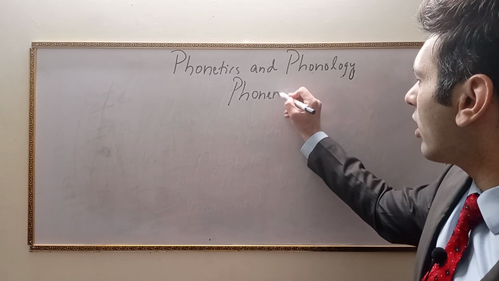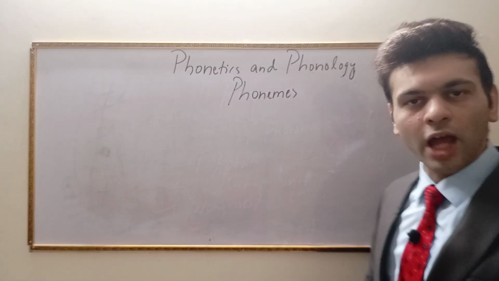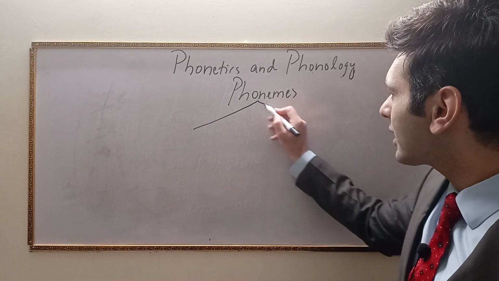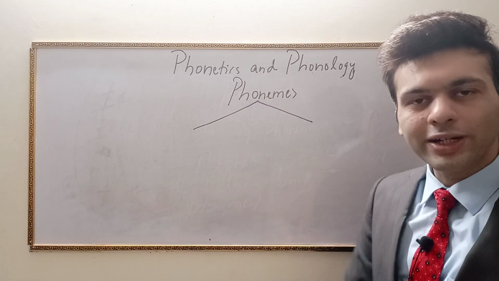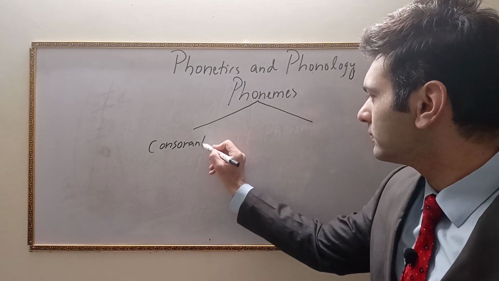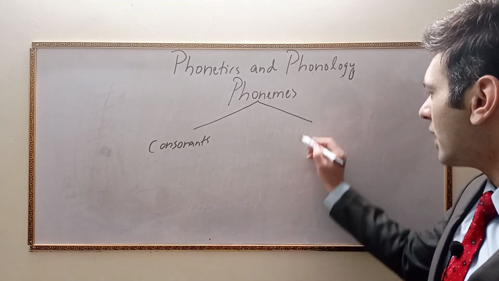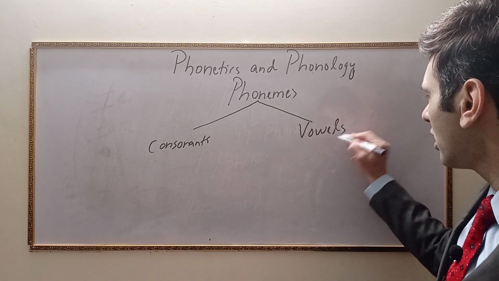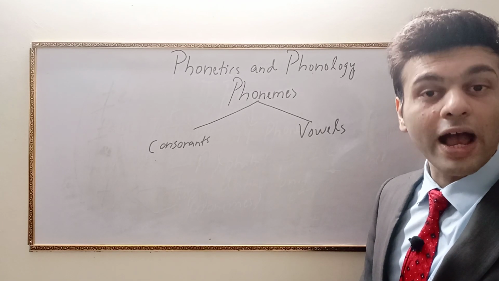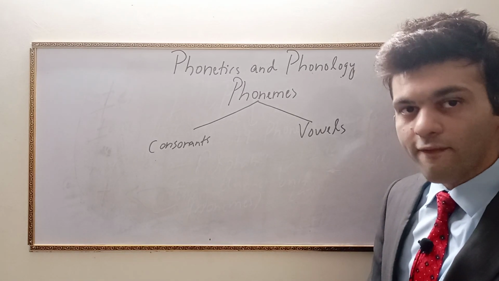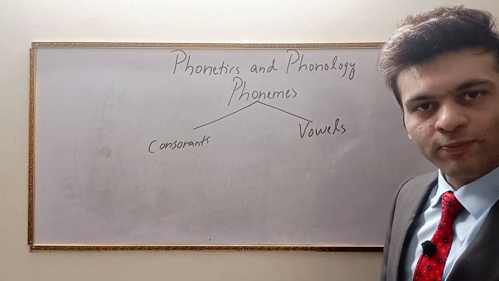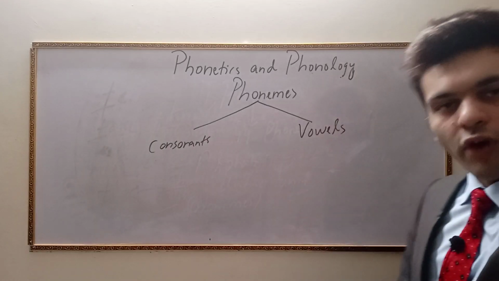Phonemes. We have already explained phonemes. Now I'm going to classify them. In English, phonemes are classified into two broad categorizations. Number one, consonants. Number two, vowels. We sometimes mispronounce this word. Now, consonants and vowel sounds.